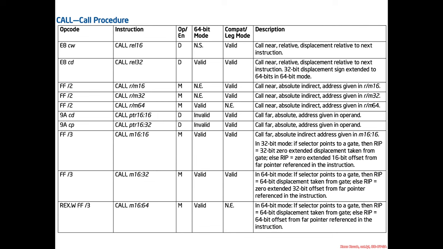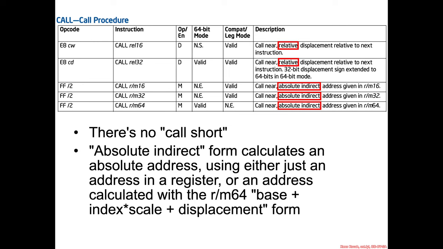Okay. Call assembly instruction. All right, this is all the possible forms, but let's take it one half at a time. We've got a call relative 16, a call relative 32, a call RM16, RM32, RM64.